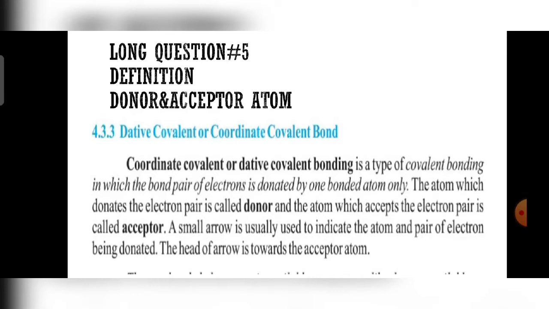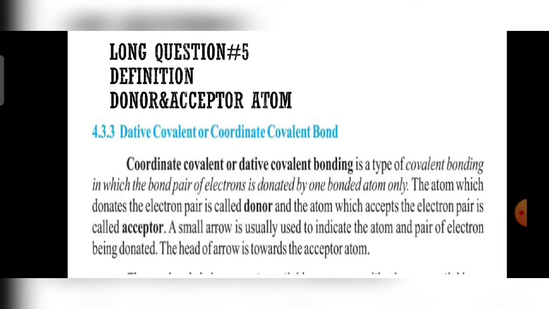First heading is the definition. A coordinate covalent bond is a type of covalent bonding in which the bond pair of electrons is donated by one bonded atom only. Then the heading is donor atom. The atom which donates the electron pair is called the donor atom. Then the heading is the acceptor atom. The atom which accepts the electron pair is called the acceptor.